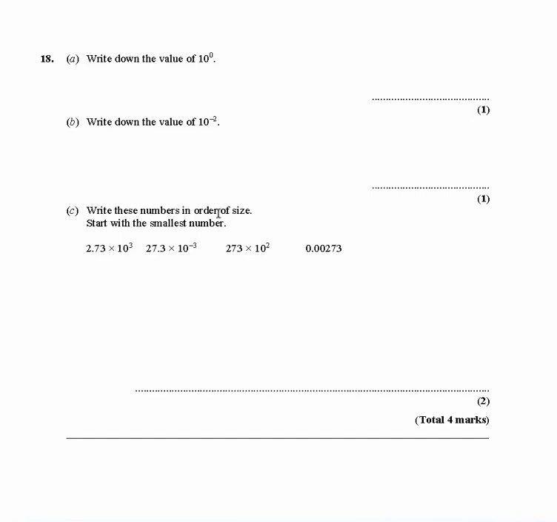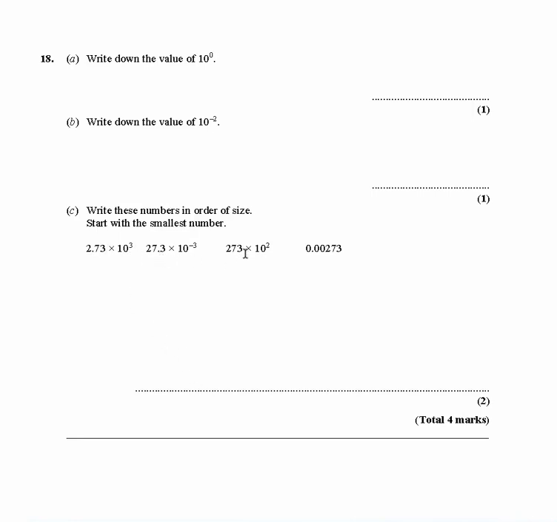Write these numbers in order of size. Start with the smallest number. Okay, so I think if I was you, I would change each of these into normal numbers first of all. Okay, remember what that means. 2 to the 27.3 times 10 to the power of minus 3, the decimal point is going to move this way 3 places. To the power of 3 means the decimal point moves this way 3 places.